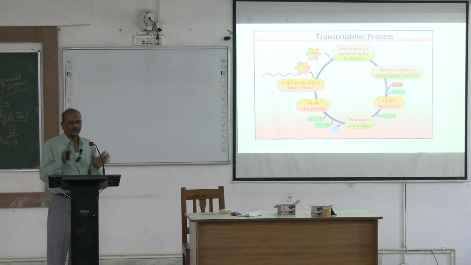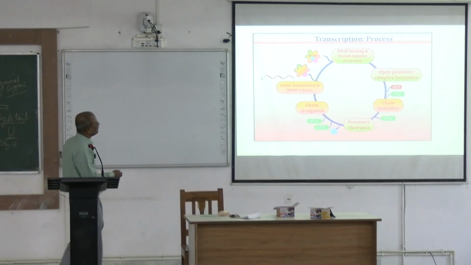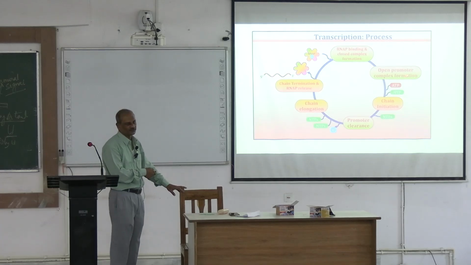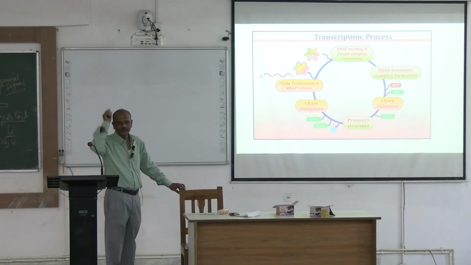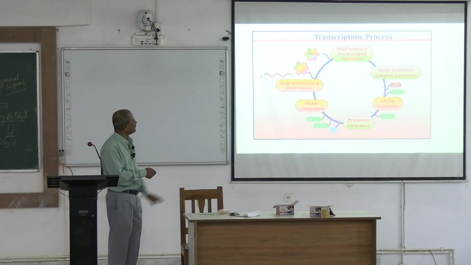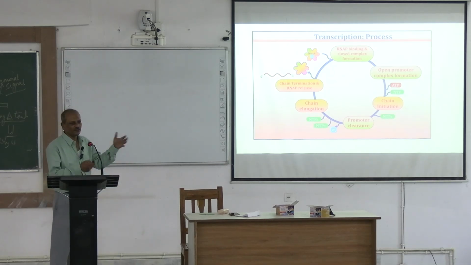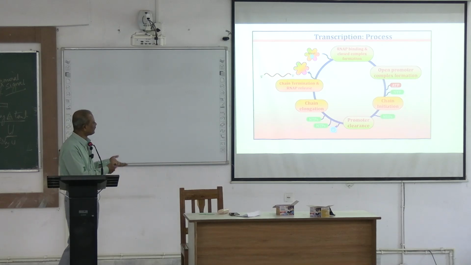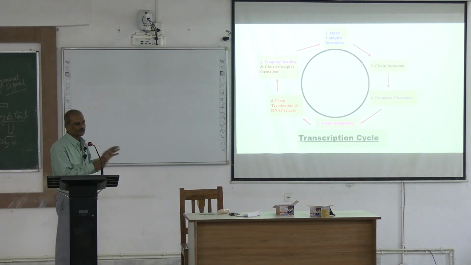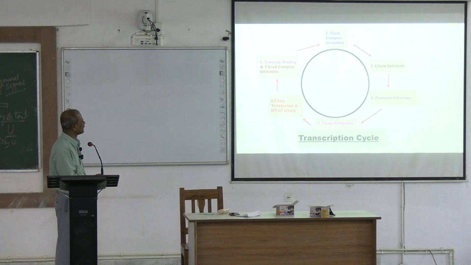So transcription is basically a cyclical process. Once a cycle is over, it will be ready for the next one. As you see, RNAP binding and closed complex formation. I am repeating once again so that you remember at least this cycle. Read it once today. It is not that difficult. Tomorrow it will be easier for you to understand. So RNAP binding, then closed formation, then open formation, then chain initiation, chain elongation, chain termination, and it is ready for another cycle. This transcription process is called a transcription cycle.